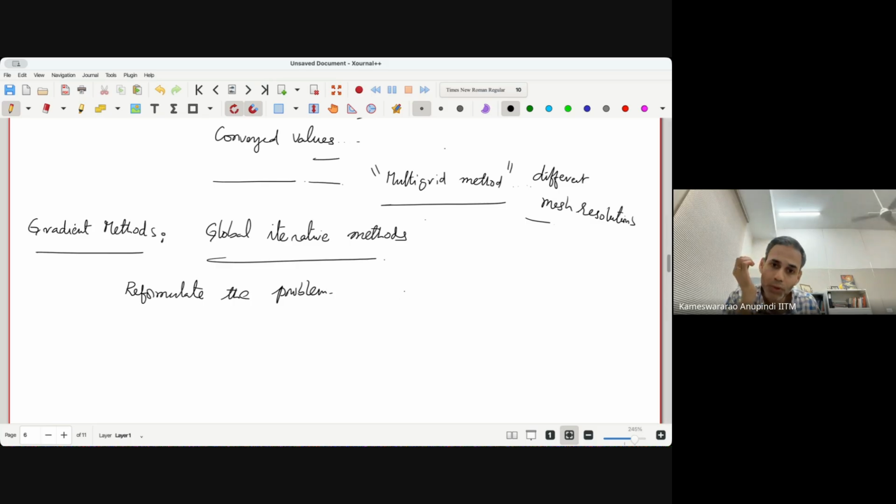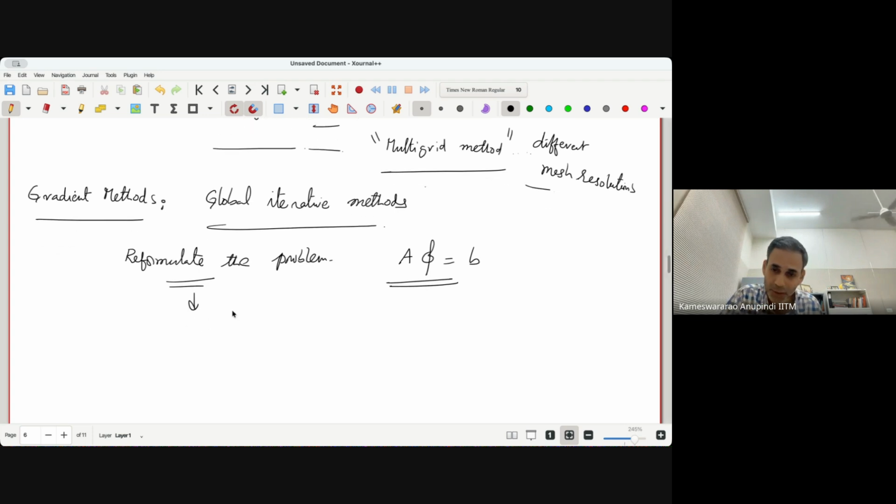That means we want to solve A phi equal to B. So this is what we want to solve. They reformulate the problem such that instead of solving A phi equal to B, they say that we will solve something else, something related to this one. What is that something else? Essentially they reformulate the problem as a minimization problem.